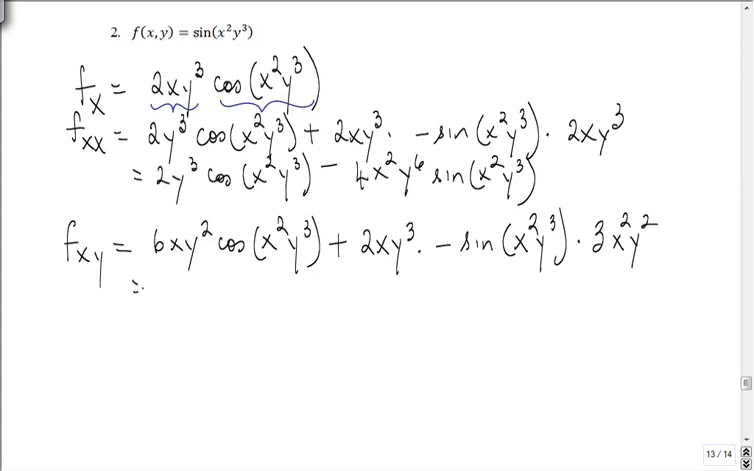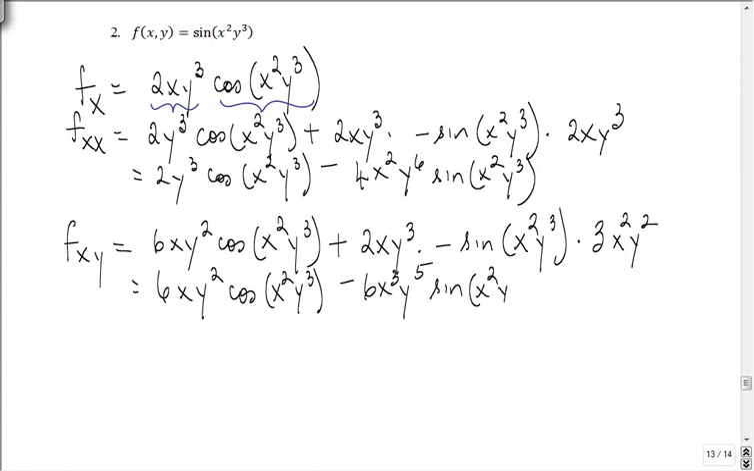Okay, so that's 6xy squared cosine x squared y cubed minus 6x cubed y to the 5th sine x squared y cubed. Okay, so that's fx. Let's move on to the first partial with respect to y. Any questions so far? Okay, first partial with respect to y. Who wants to give that to me?